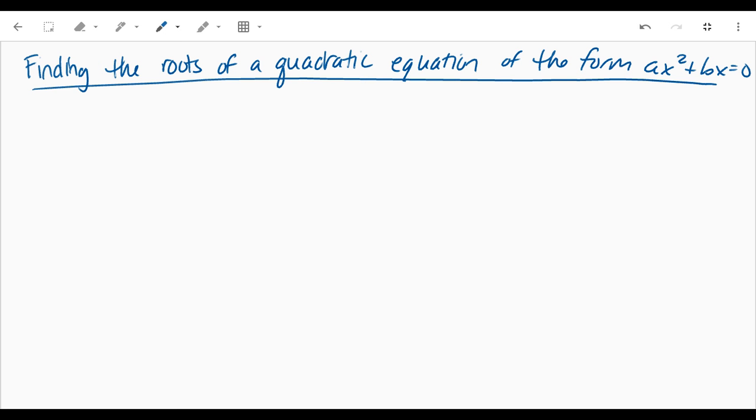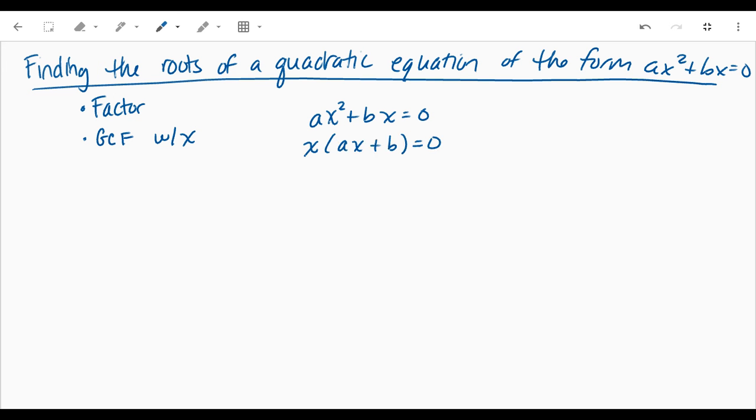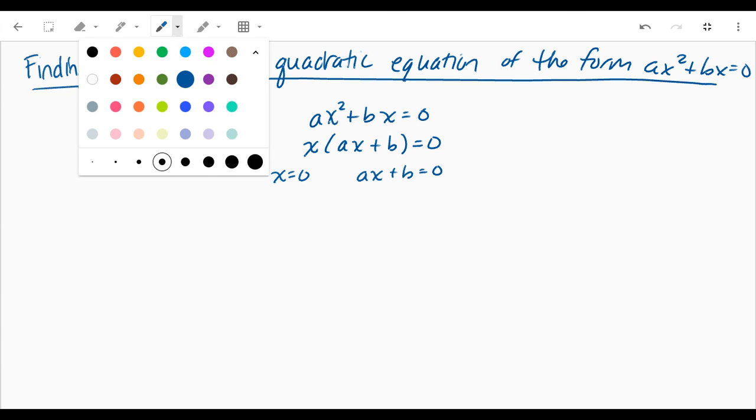Okay, so you just have to factor it first, and it's going to be a GCF that has x in it. Okay, so if you have ax squared plus bx equals 0, you can always factor out an x. Okay, and then you can solve for x equals 0 or ax plus b equals 0. And there might be a number in front of that x if a and b have a common factor, or it might just be an x.